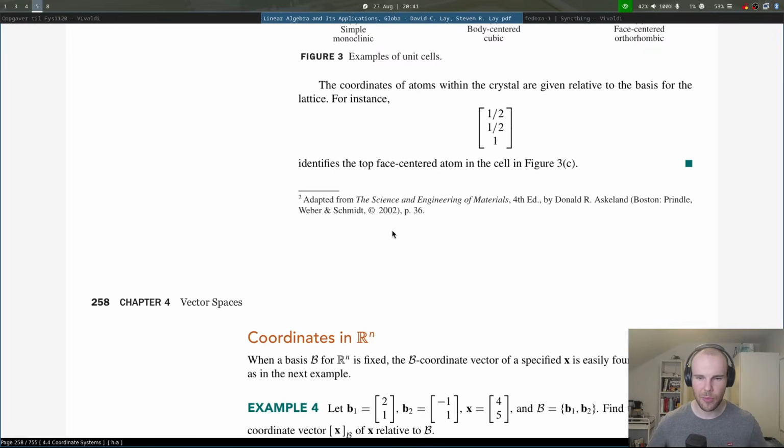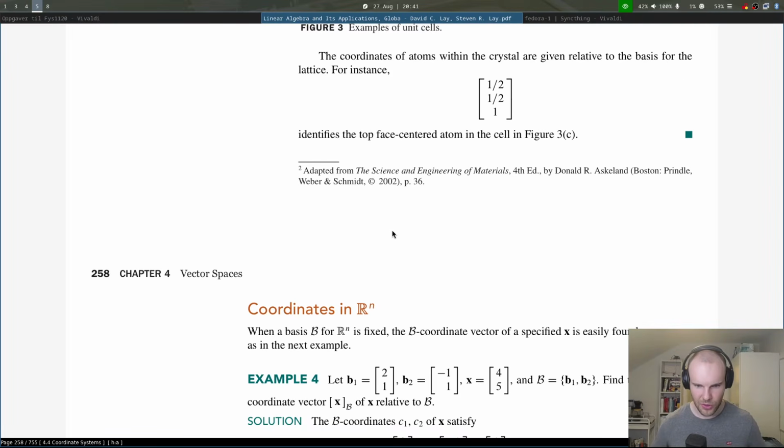It's the example from last time. B1 is equal to (2, 1), and B2 is equal to (-1, 1). Then x is equal to (4, 5). B, of course, is the basis. So find the coordinate vector of x relative to B, or find the coordinate vector of x with respect to the basis.